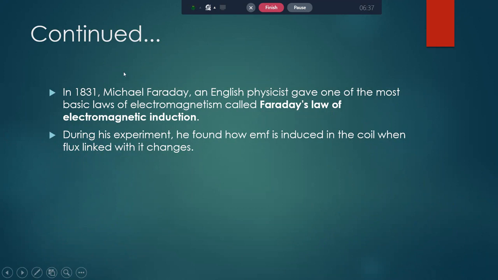This should have been in the first place, that is in 1831, Michael Faraday. Behold Michael Faraday, an English physicist, gave one of the most basic laws of electromagnetism called Faraday's laws of electromagnetic induction. It is the basic of the basics. If you have that, you can construct based upon that. If you don't have that, that's really tough. So thanks to Michael Faraday, and during his experiment, he found how EMF is induced in the coil when a flux linked with it changes.